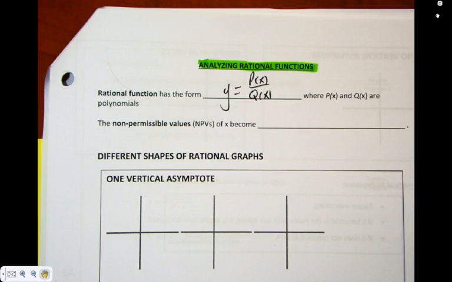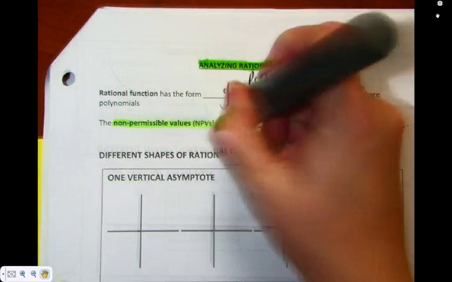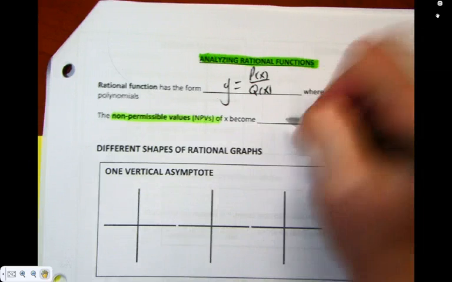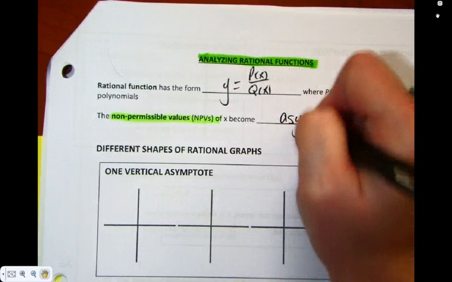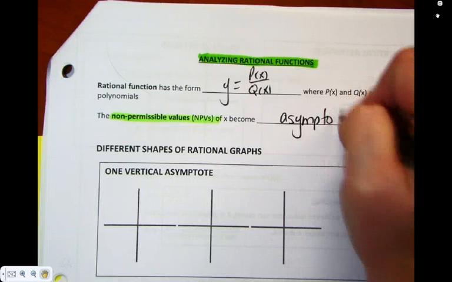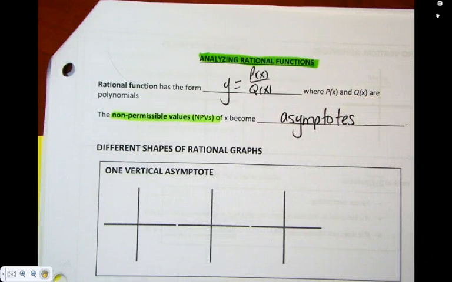So ratio, rational, fraction. The non-permissible values, do you remember that word from last year? Remember we found them like a thousand times, after every question was like, find the NPVs. They become asymptotes, and you should remember that word as well. There's a mashup that says, kiss my asymptotes. I didn't make it up, I'm just saying it exists.